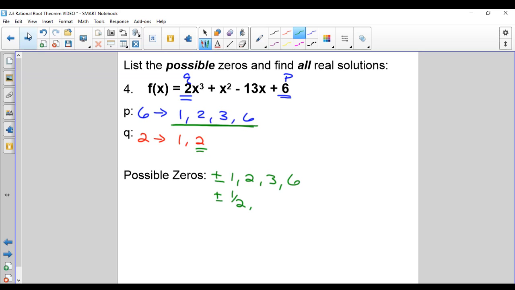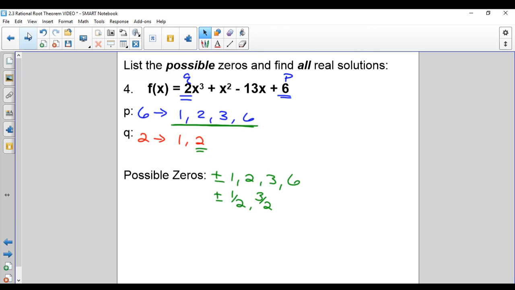Then we get plus or minus 2 over 2. Well, 2 over 2 is 1. It's already in there. We got 3 over 2. Then we got 6 over 2, which is 3. Do not write the repeats. There's no need for repeats.